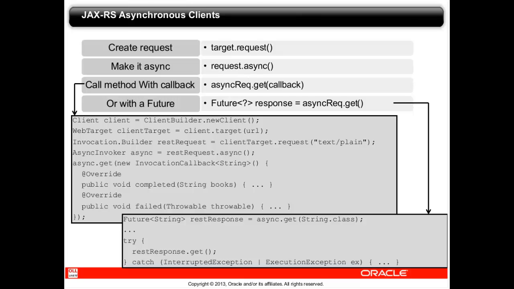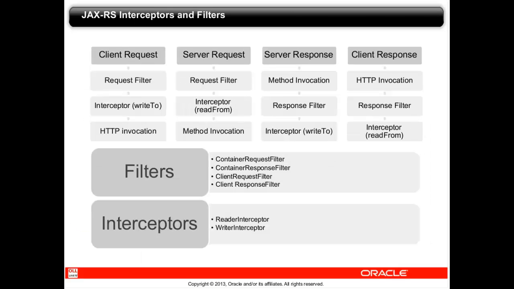Asynchronous clients work with callbacks or blocking future objects. You have to make the client request asynchronous, you have to call the async method on the request and then call the service method with a callback. You have to create a request as normal on your clients. You have to make it asynchronous and then call the request method with a callback. Or if you desire, you can use a future object. Then let's move to the next one.